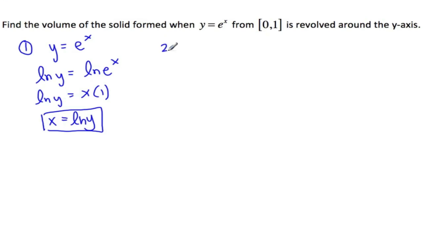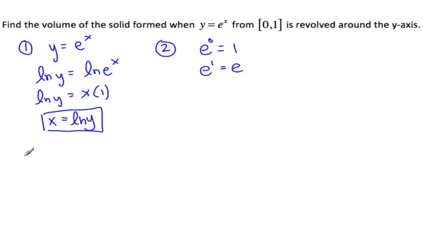Step number 2 is to deal with the limits. These are on the x-axis. We need them on the y-axis, so just plug in 0 for x. There we get e to the 0 equals 1, and then plug in 1, we get e to the 1 equals e. So these were our old limits on the x-axis. Now these are our new ones on the y-axis, corresponding to the same points, of course.